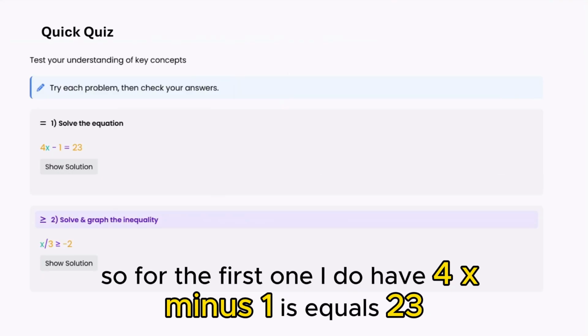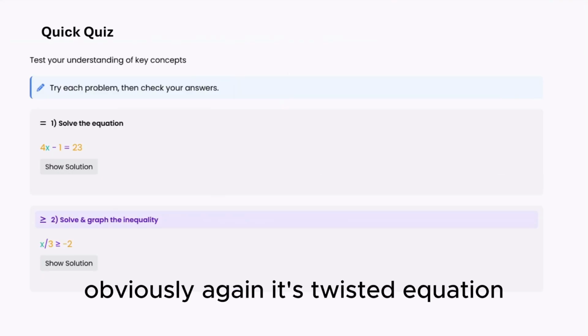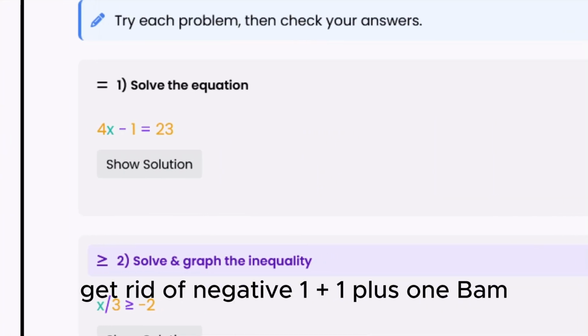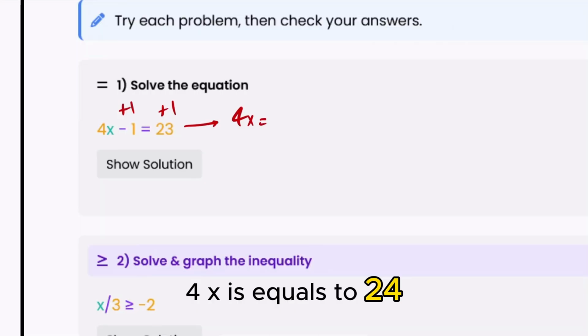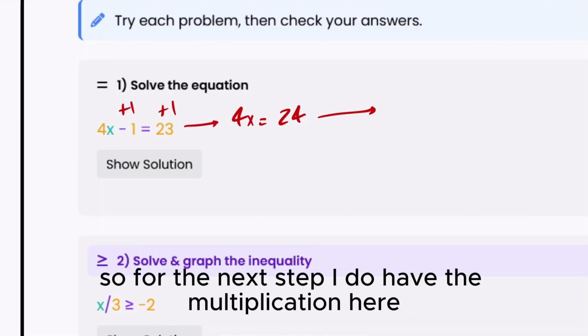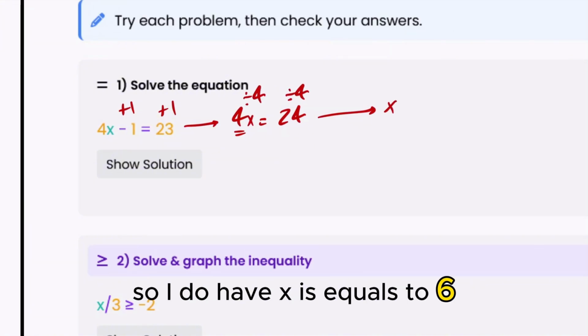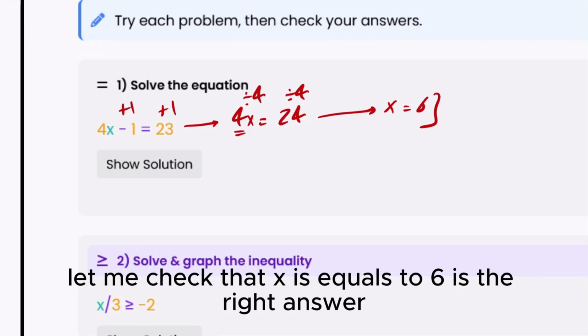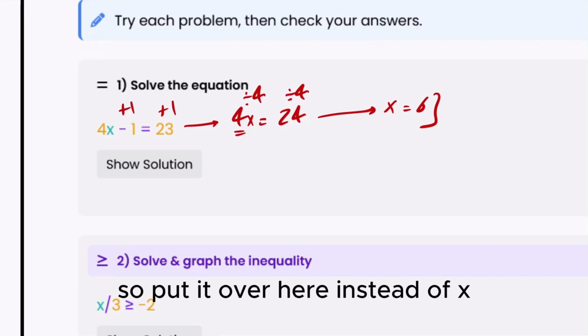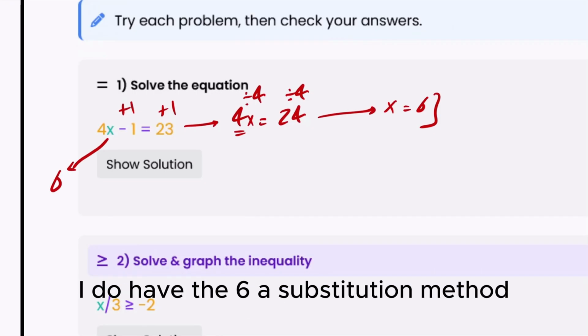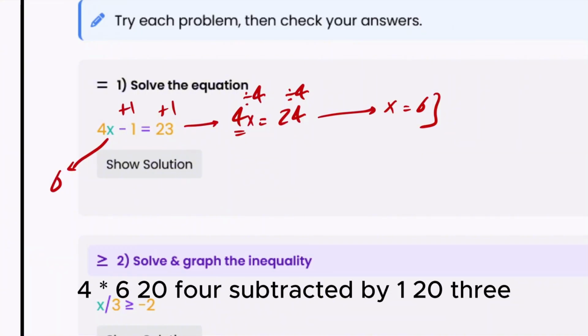So for the first one, I do have 4x minus 1 equals 23. Obviously, again, it's a two-step equation. What should I do? At the very beginning, get rid of the minus 1. Plus 1, plus 1. Bam. 4x equals 24. For the next step, I do have the multiplication here, so division. I do have x equals 6. Let me check that x equals 6 is the right answer. So put it over here, instead of x, I do have the 6. The substitution method: 4 times 6 is 24, subtracted by 1 is 23.